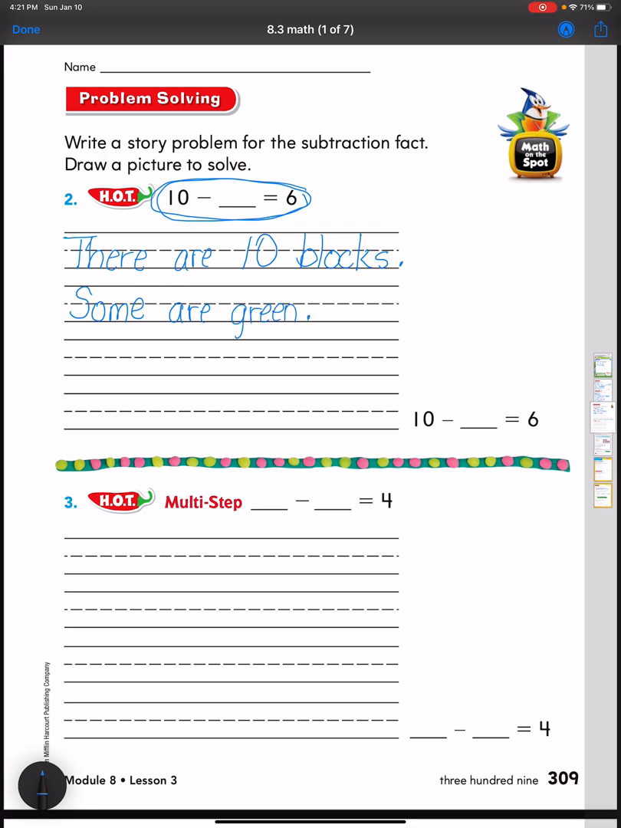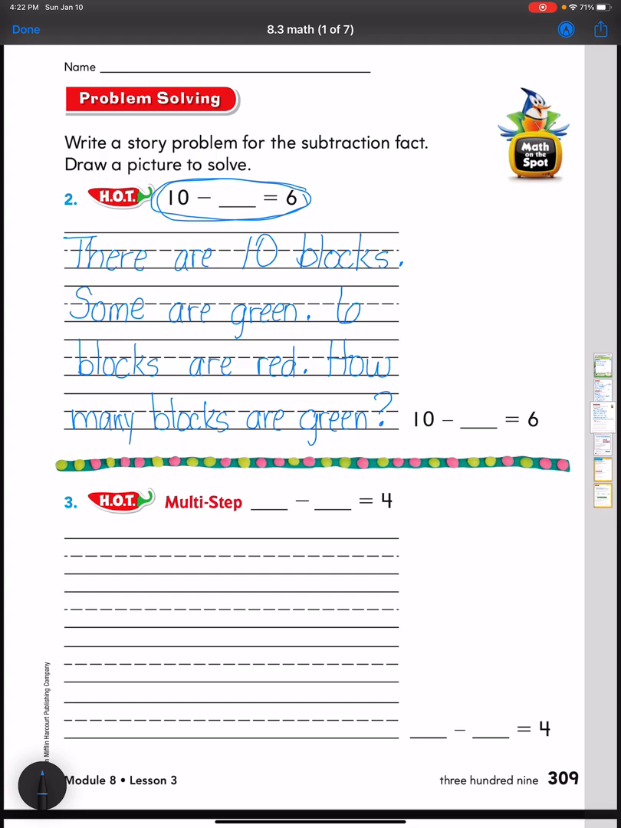So we have 10 blocks. Some are green. 6 blocks are red. So we know we have 10 blocks. We know that some are green. Doesn't tell us how many, but we know that 6 of those blocks are red. My question is, how many blocks are green? That's our question.